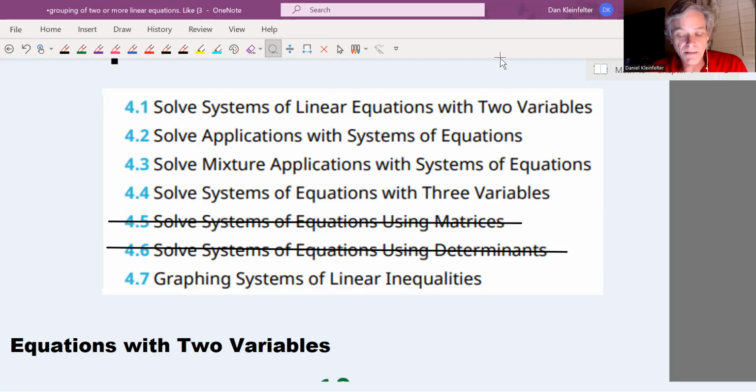Section 4.3 is about mixture problems. We have done mixture problems before, but it turns out you can use systems of equations to solve those, and section 4.3 goes into how that's done. Section 4.4 is about systems of equations with 3 variables. So 4.1, 4.2 and 4.3 are all systems of 2 equations with 2 variables like x and y in it. Section 4.4 extends those ideas to sets of 3 equations with 3 unknowns.